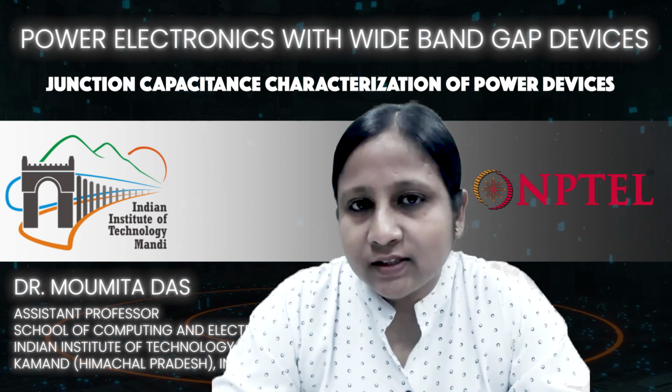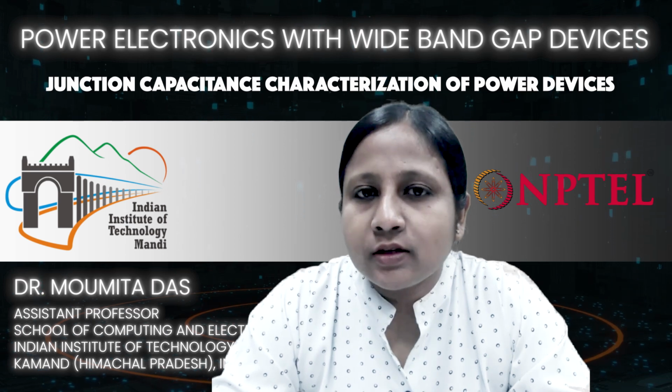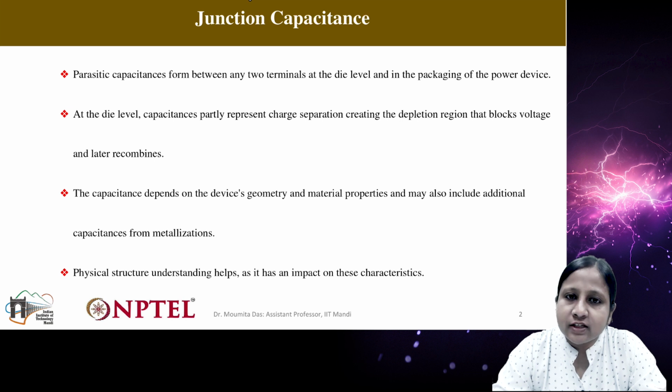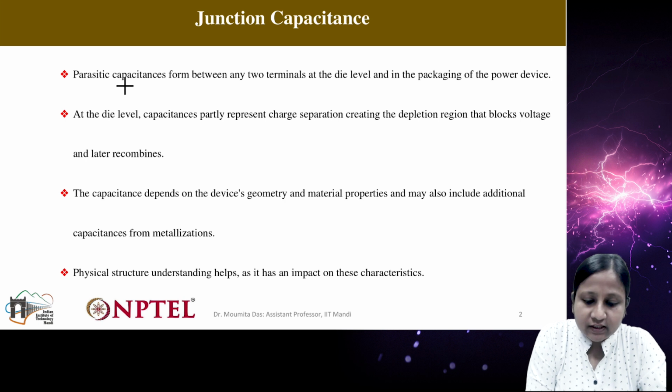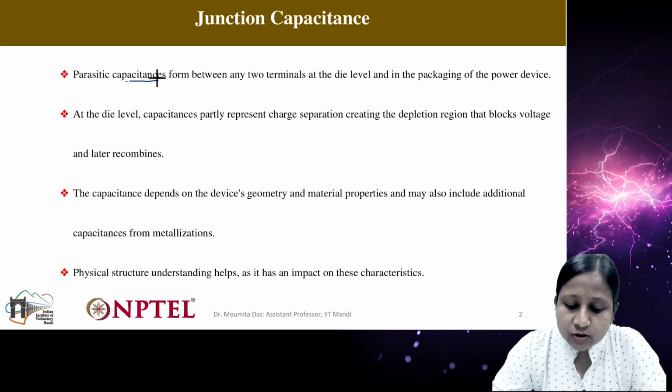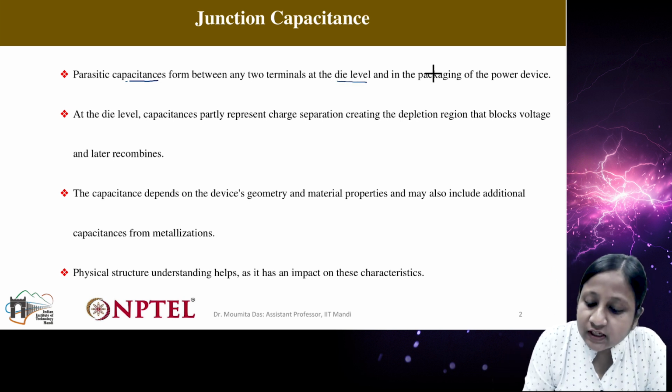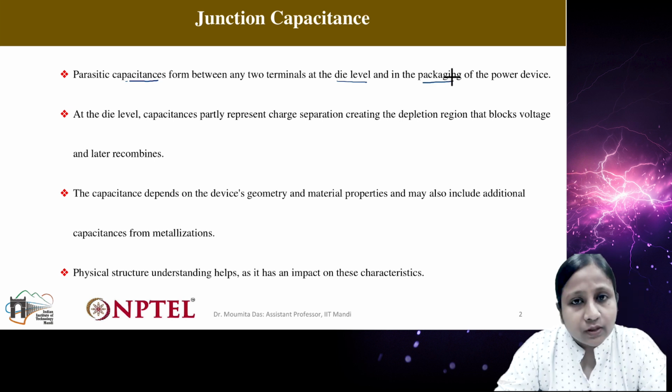So when I say junction capacitance, what do you understand by junction capacitance? It is basically the capacitance which is present in the device which we are not adding from the outside. So how are these capacitances coming? As you can see written in this slide, these parasitic capacitances form between two terminals at the die level and in the packaging of the power devices. So it is coming from both the die level and the packaging of the power devices.